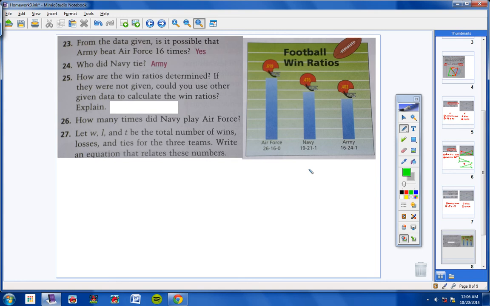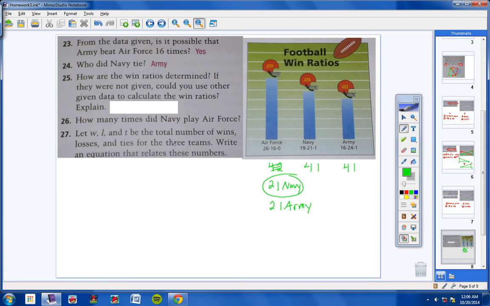All right, number 26 here. How many times did Navy play Air Force? Now, if you'll look, there's 42 games here, 41 games here, and 41 games here, okay? How many times did Navy play Air Force? Well, you got to figure if there's 42 games here, and they played 21 times against the Navy, and they played 21 times against the Army, okay? So, how many times did Navy play the Air Force? 21 times. 21, okay?